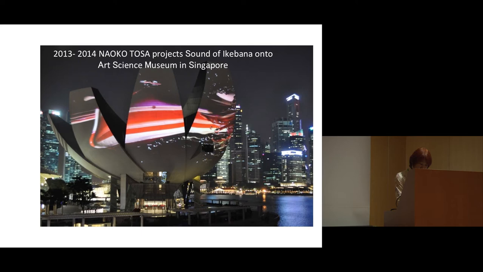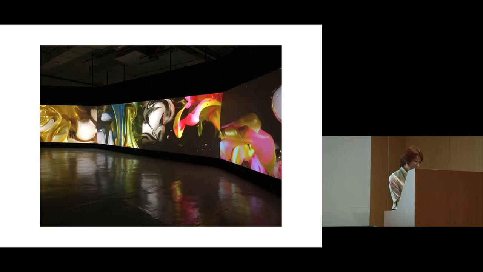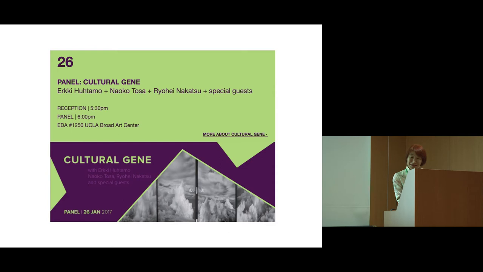Then this is a new work called Genesis. I already showed you the opening of the Tokyo 2020 play event opening. This is an installation, 200-inch full screen. And then go to UCLA. This is the Art Science Center. I was very surprised, the Art Science Center is in the nanotechnology building. And the panel discussion, such as cultural gene, panel discussion with nanoscientists and artists and critics or engineers like this.